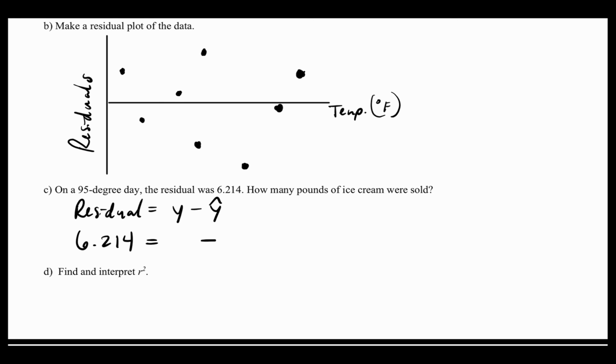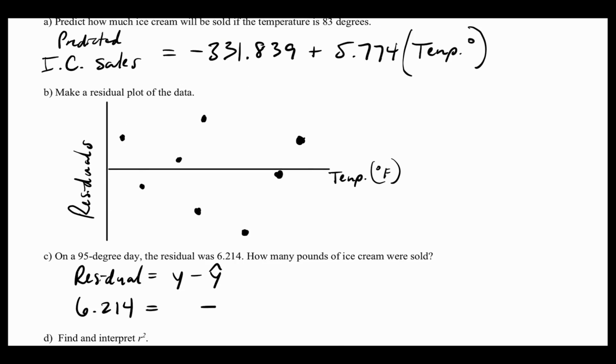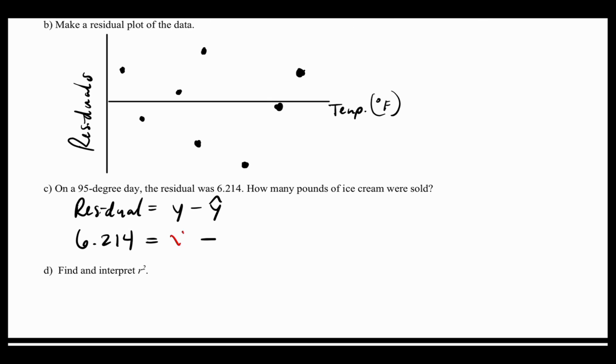Yeah, they're changing it up. They used to say find the residual for this value. Now they're giving you the residual and saying, give me the part that's missing. They're saying on a 95-degree hot day, that's X, the residual was 6.214. How many pounds of ice cream were sold? Well, pounds of ice cream is y. So that's what they're missing. They're asking for y.